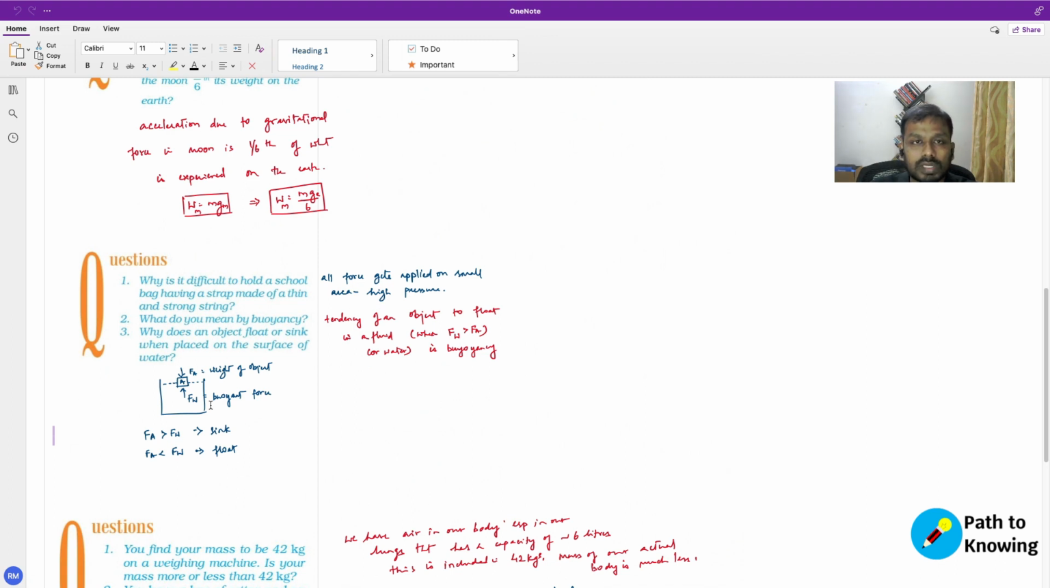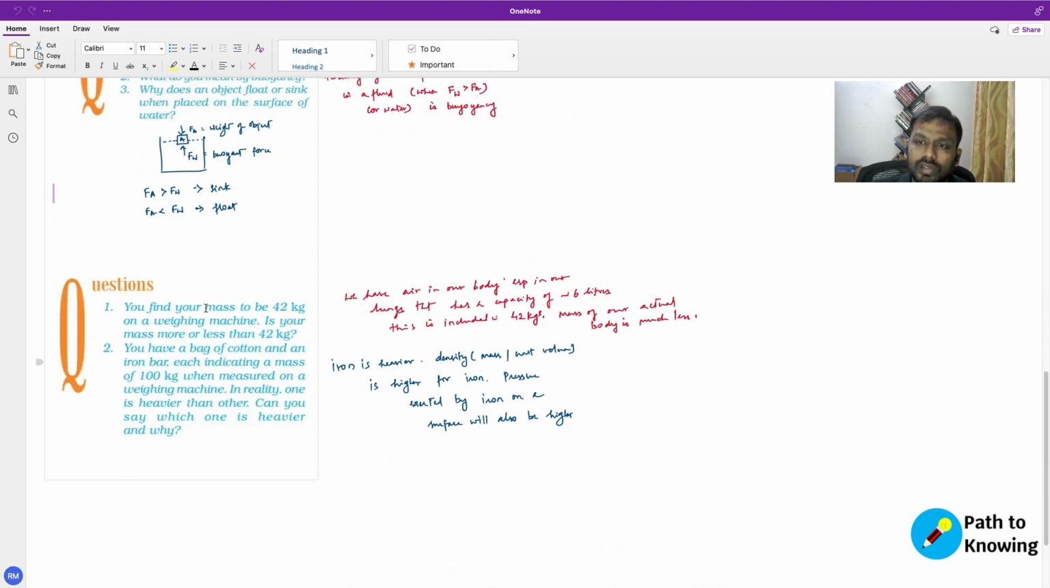So it comes down to density. If the density of water is less when compared to the average density of the object, the object will sink, and if the average density of the object is less when compared to the density of the water, the object will float.